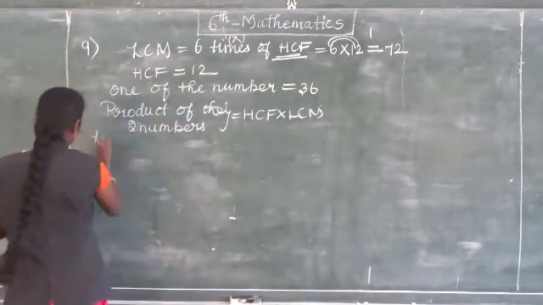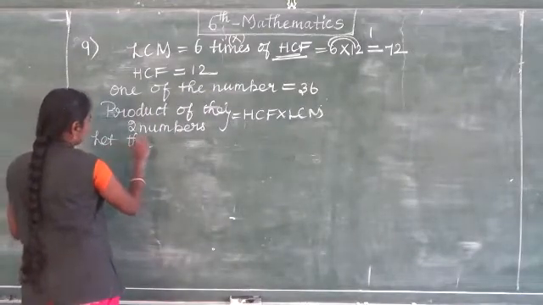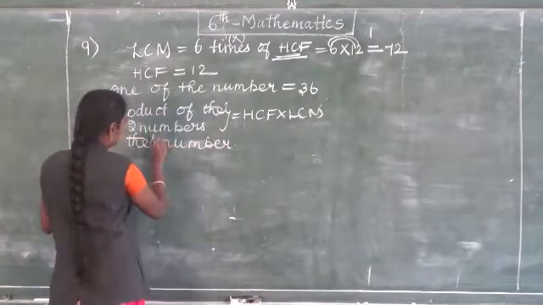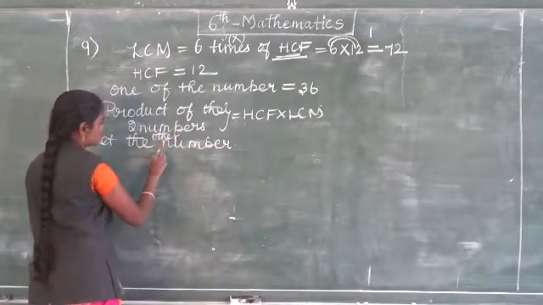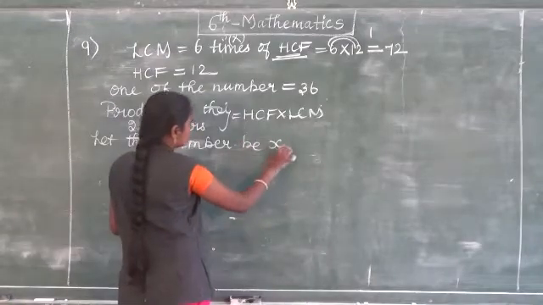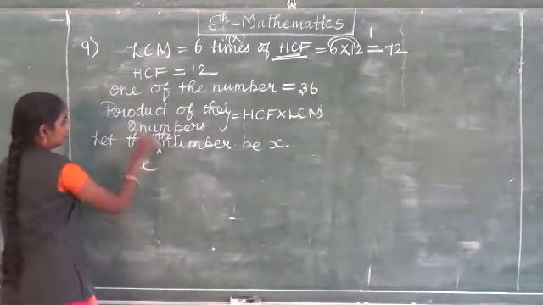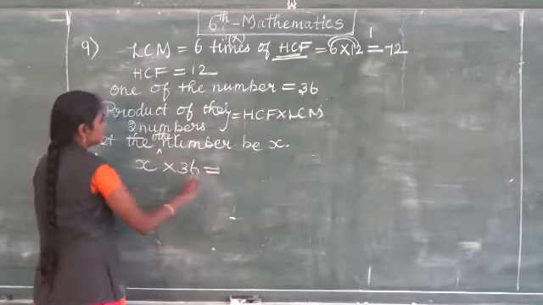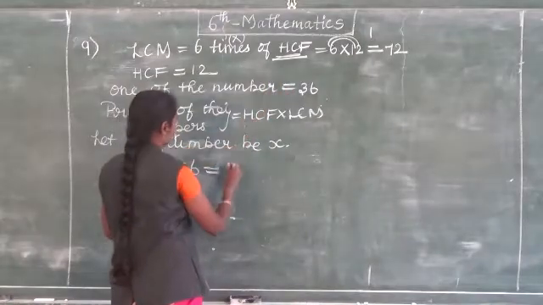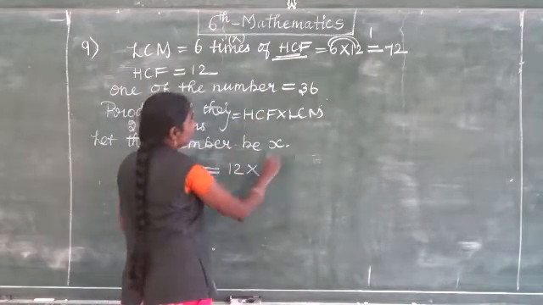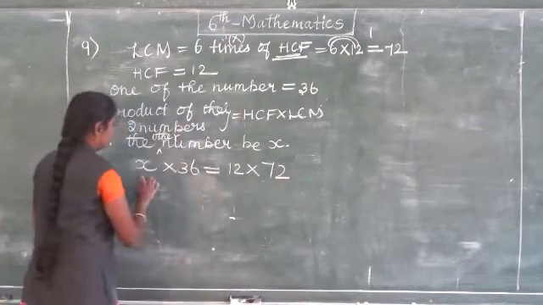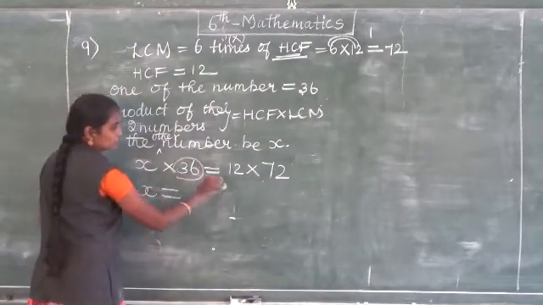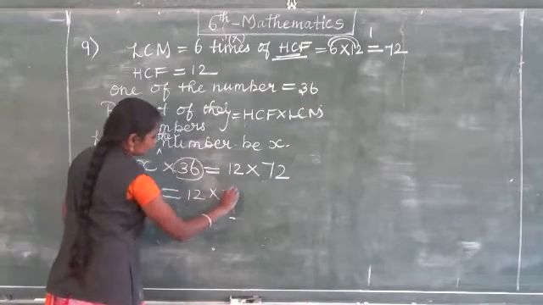Let the other number be x. We can consider it as anything, I am just considering it as x. So x into the other number 36, then HCF is 12, LCM is 72. Now find x. Let x alone be on the left side. This 36 will come to this side as division.